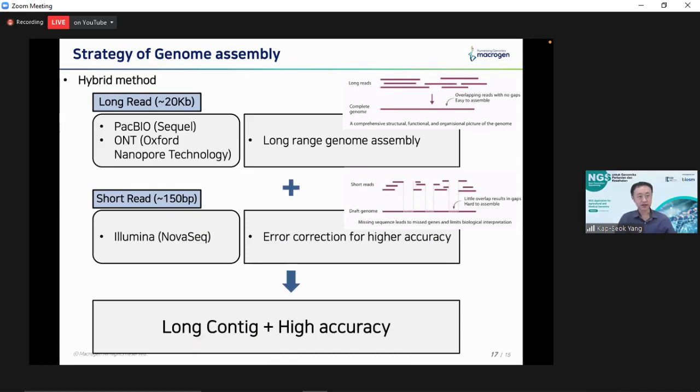In a practical sense, we basically get long reads up to 20 kilobase using PacBio or Oxford Nanopore or other long-range sequencing platforms, and we read up to 150 base pairs of short reads from Illumina. We use them mostly for error correction for higher accuracy. So with the long contigs and higher accuracy, we are good to go for the complete genome assembly.